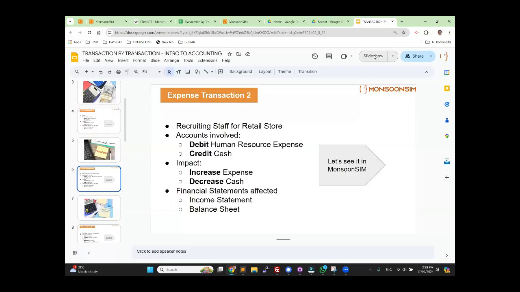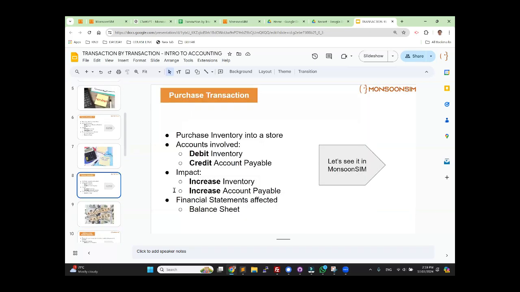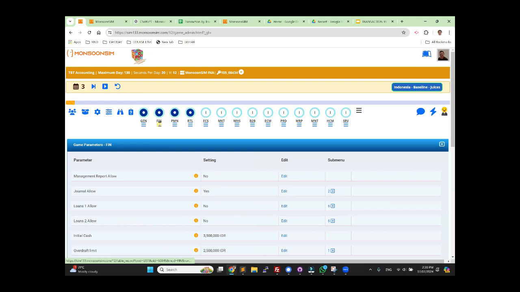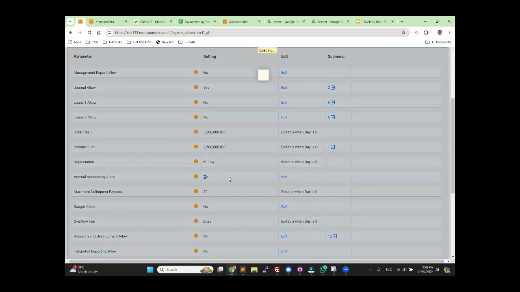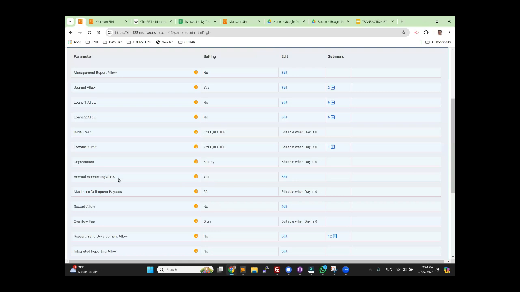Third one. Let's go to the third one. Purchase order. Okay. According to the theory, debit inventory, credit account payable, increase inventory, increase account payable. Now, in order to simulate credit, you need to turn on accrual. So I'm going to come here and go to finance and turn on accrual. Right now, I'm paying cash. I'm playing cash scenario. But in order to show you the transaction of purchasing, I'm going to turn on accrual. So right now, accrual is in play.